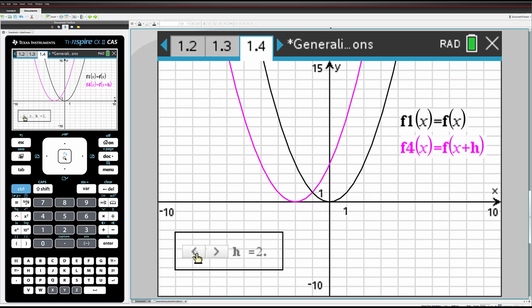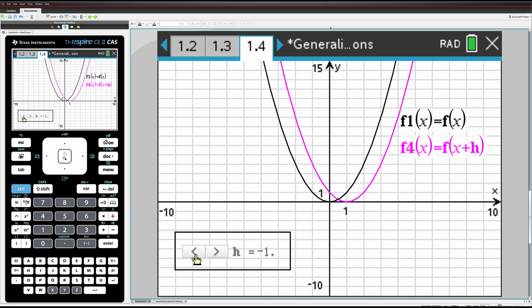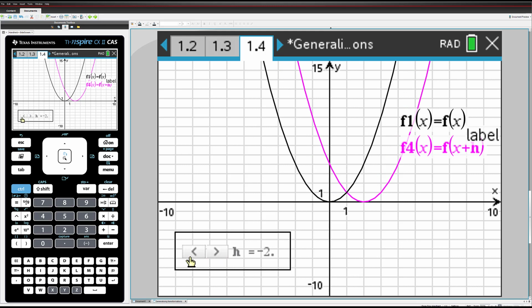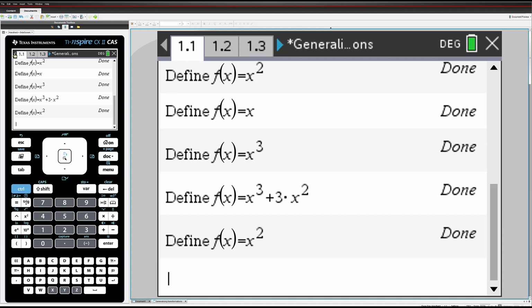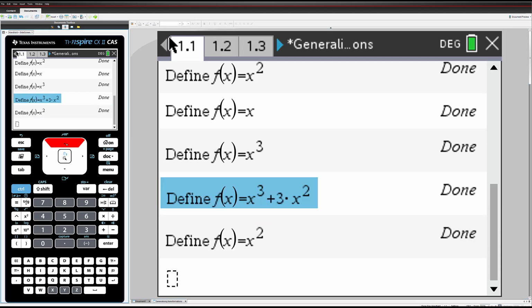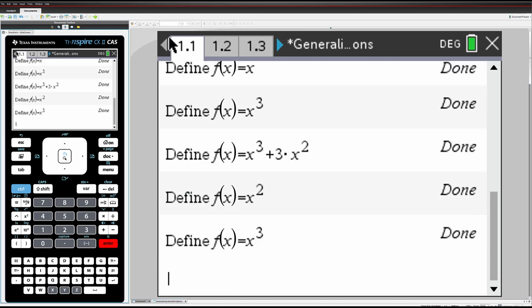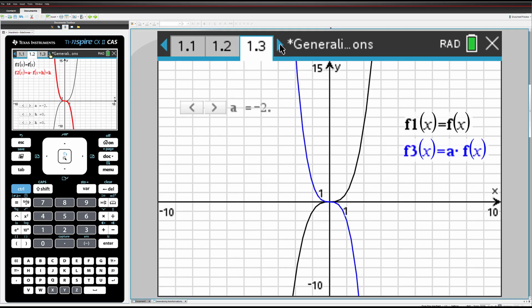Okay. If we make h negative, so if h were to be -1, the equation now is f of x plus -1, which is f of x minus 1. And we can see the graph has gone to the right by 1. F of x minus 2, the graph goes to the right by 2. F of x minus 3, and the graph goes to the right by 3. Okay, so we can see that happening for the parabola. Let me alter the function again. So now let's make it the cubic. Okay, let's go back across to 4.